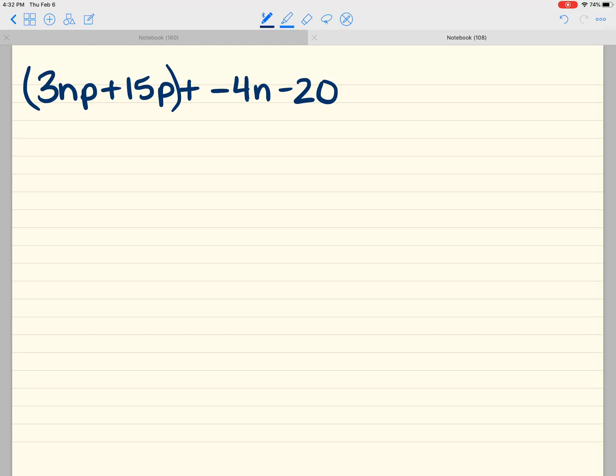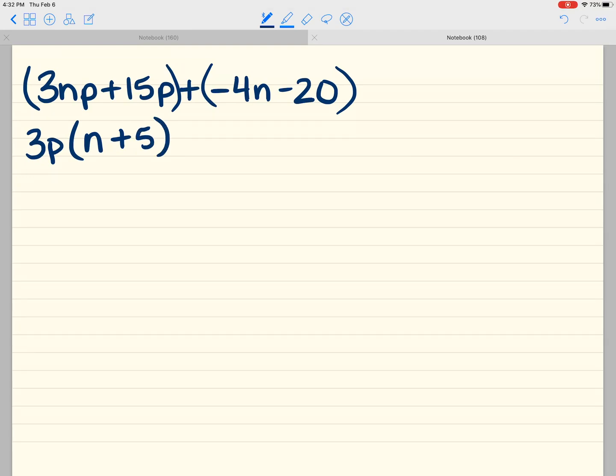All right, so again, here you can go ahead and group it the way that you see it. Think about in that first set of parentheses, what can I factor from 3np and also from 15p? So number parts first, they're both divisible by 3. What variable can you take from both would be p. So if I factor out 3p from my first term there, I would be left with just n. And then if I factor out 3p from my second term, I would be left with 5.